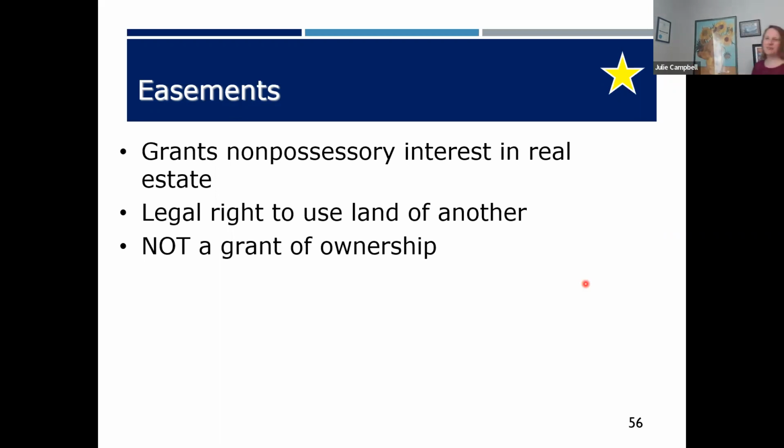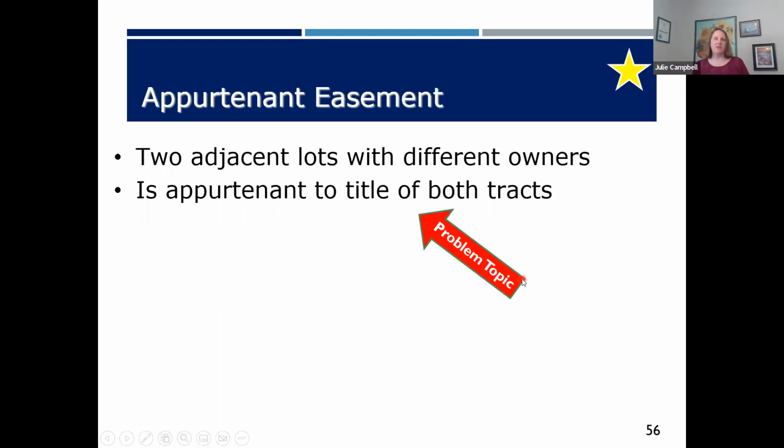There are two types of easements. The first type of easement is referred to as an appurtenant easement. What does the word appurtenant mean? It runs with the land. So an appurtenant easement does what? It's an easement that runs with the land. Appurtenant easements affect two and only two tracts of land. Did everybody hear what I just said? It affects two and only two tracts of land. Two tracts of land side by side. It's appurtenant to both parcels. It's appurtenant to both tracts.